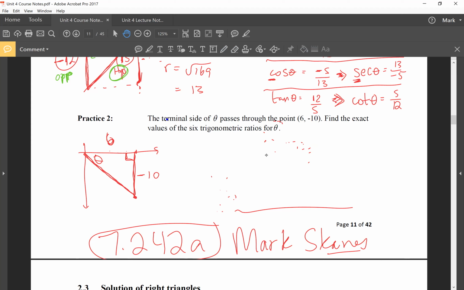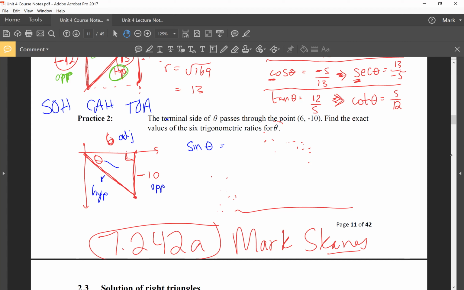So remember our phrase yesterday, SOH CAH TOA. Sine is the opposite over the hypotenuse. Now I don't know the hypotenuse. By the way, the 6 here is the adjacent. I don't know the hypotenuse, so I'm going to have to solve it. Solving the hypotenuse is pretty easy.